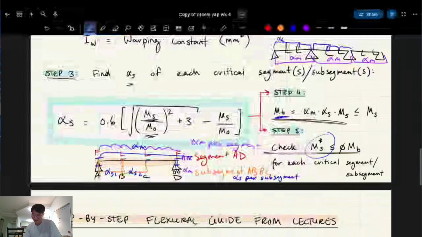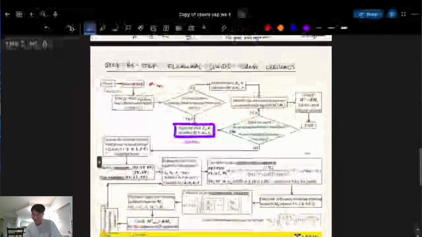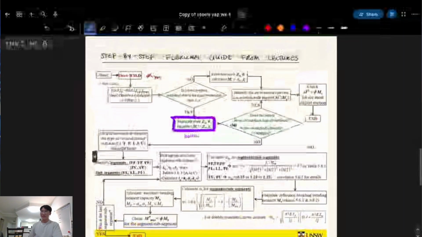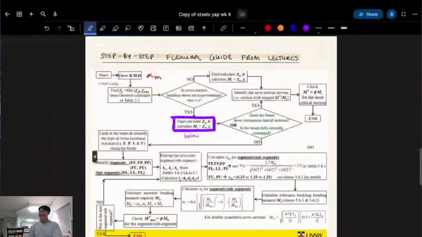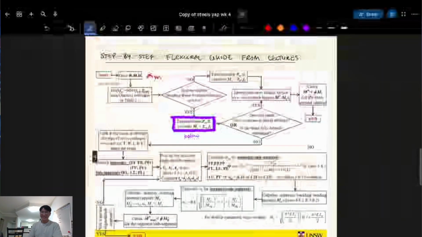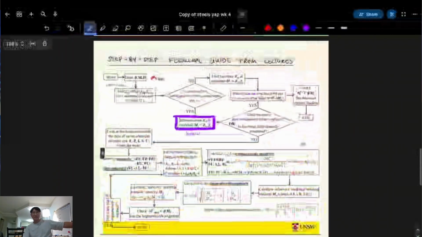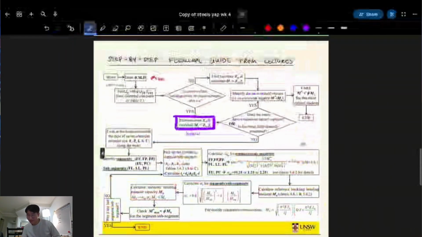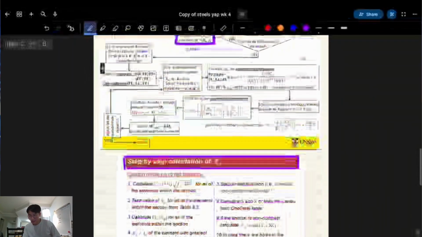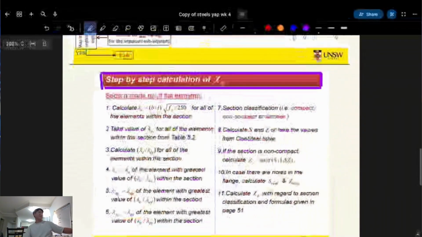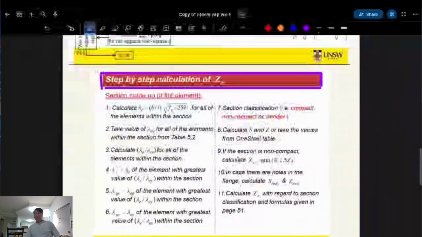So here's the full guide for flexural design. That's just everything I ran through today. Do you see this part that's purple in the diagram? That just says, because you can't read it, find ZE to calculate MS. And underneath I've expanded on this, as it's part of the lecture slides, but they have the exact step-by-step of what to do. Okay, any questions?